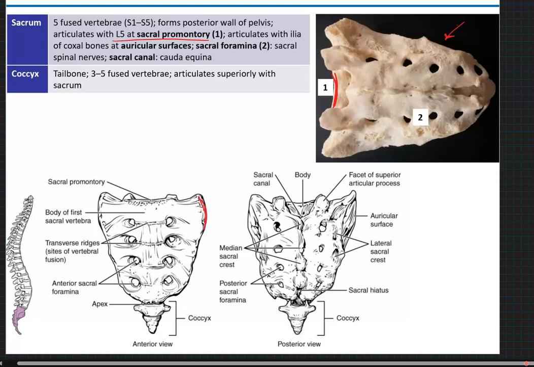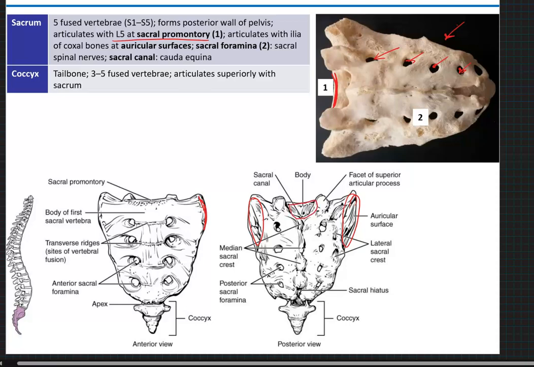The surface here is called the auricular surface, and it is also the place for the iliosacral joint between your coxal bones, the hip bones, and the sacrum. And these openings, called sacral foramina, are passageways for the sacral spinal nerves.